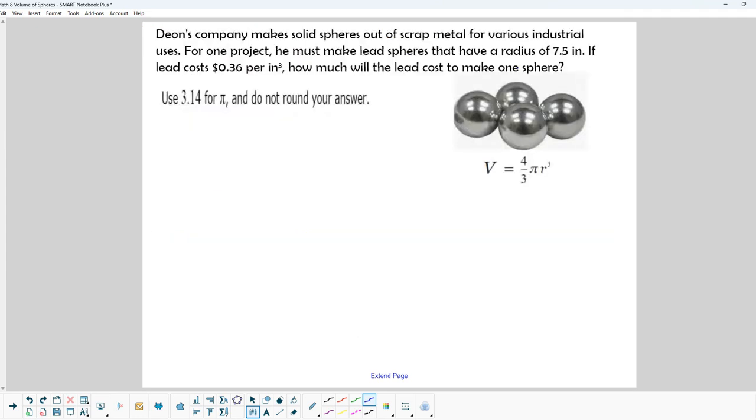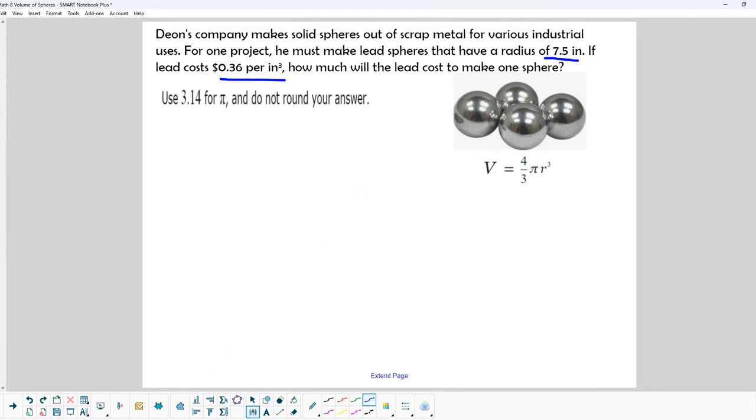Okay, now we're going to get to be more real life here. Dion's company makes solid spheres out of scrap metal for various industrial uses. Now, if you've never seen steel balls or aluminum balls like this, they quite often use them for bearings that they can use to hold up big cars and trucks and have the wheels roll comfortably and without a lot of friction. So in this case, we actually have a radius of 7.5 inches, and we want to know how much it's going to cost to make one of these bearings.